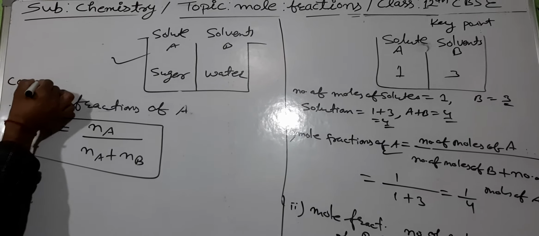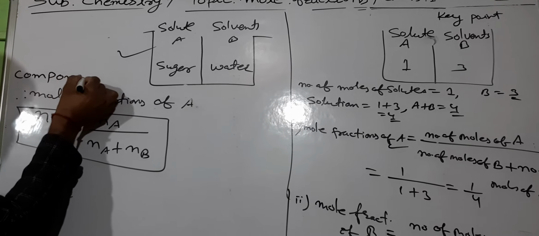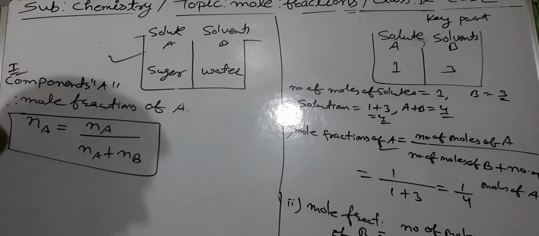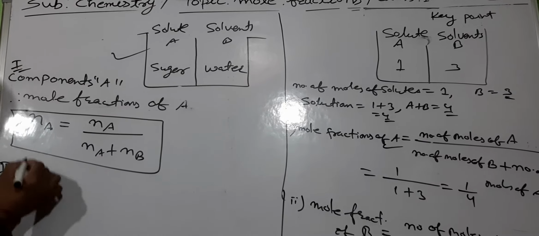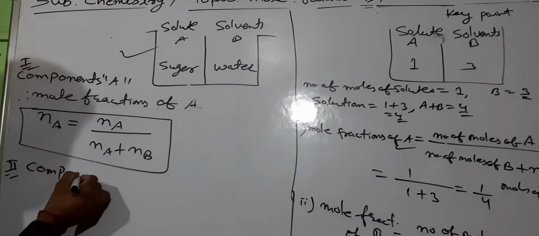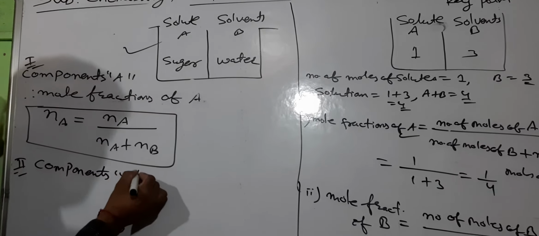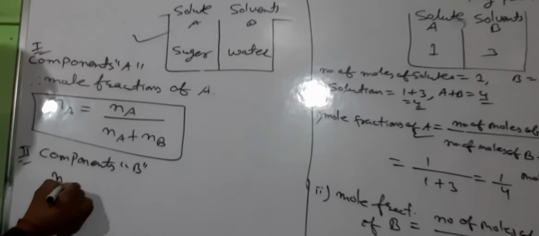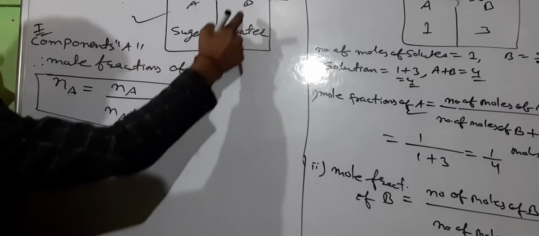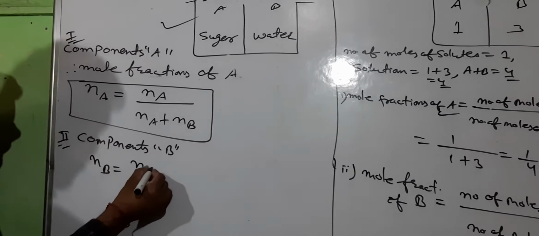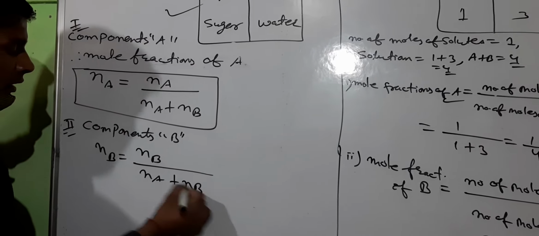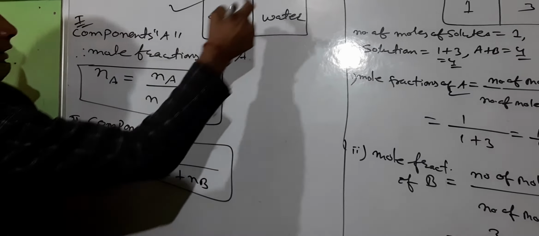In the same way, this is the first case, and in the second case, the mole fraction of component B. How to calculate it? Nb equals the number of moles of B by Na plus Nb. This is the mole fraction of the next component.